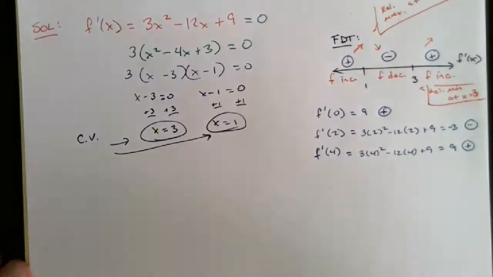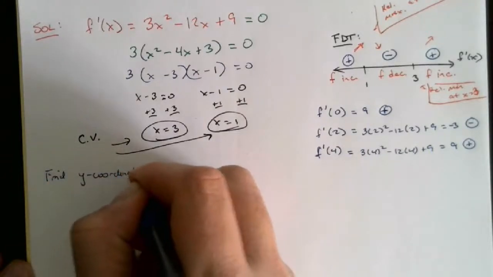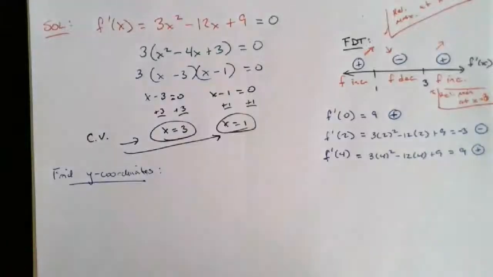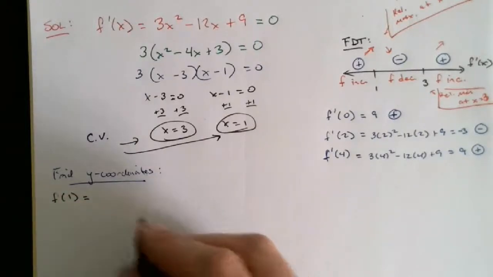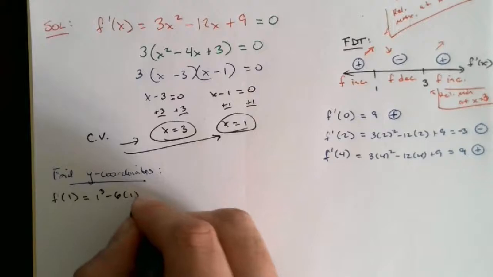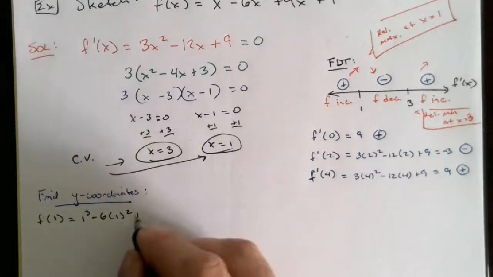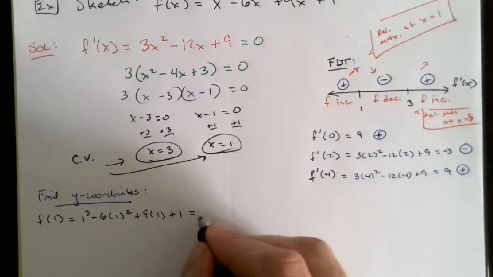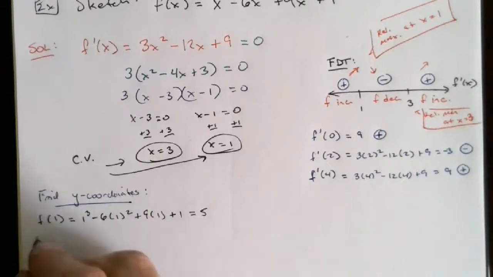So now we'll find the y-coordinates. To find the y-coordinates here, we're subbing into the original function f of x, right up here. So we want f of 1, which would give us 1 cubed minus 6 times 1 squared. All right, I'm just subbing into the original function up top. Minus 6 times 1 squared plus 9 times 1 plus 1. And that comes out to, I got 5. You can just do this in your calculator. You don't necessarily have to show the work for it. Just make sure you're substituting in correctly.